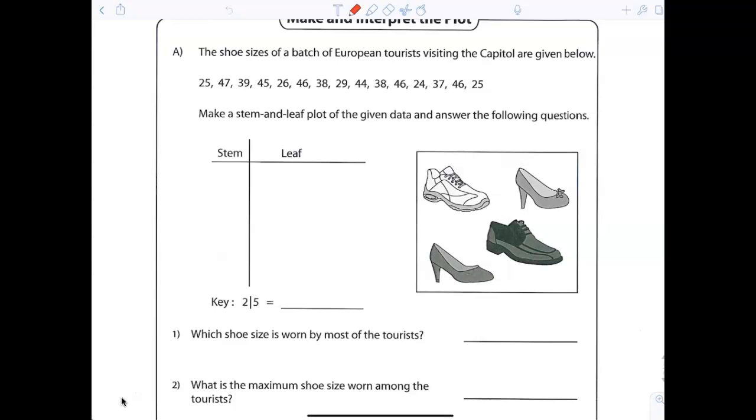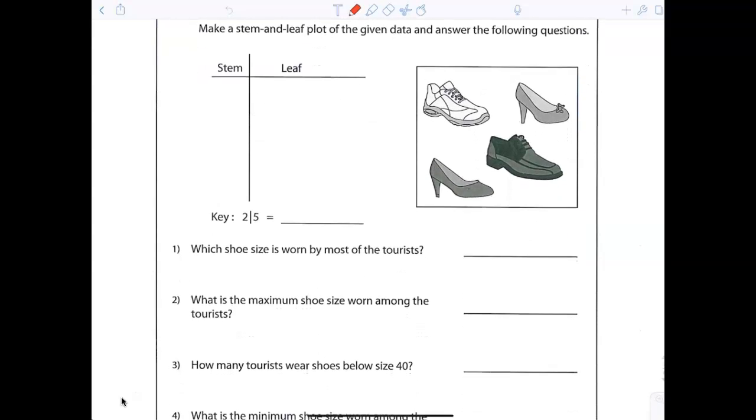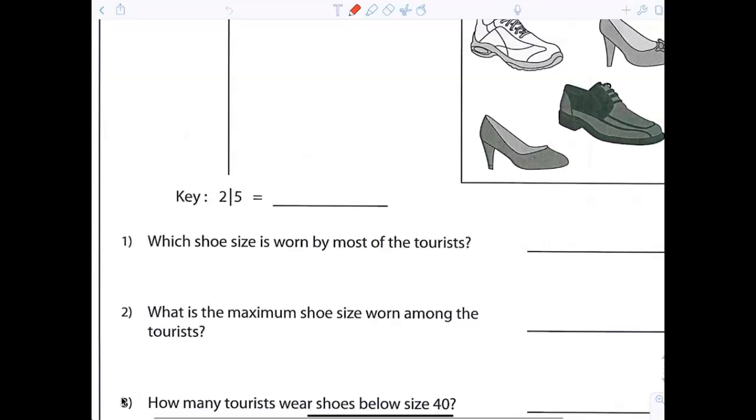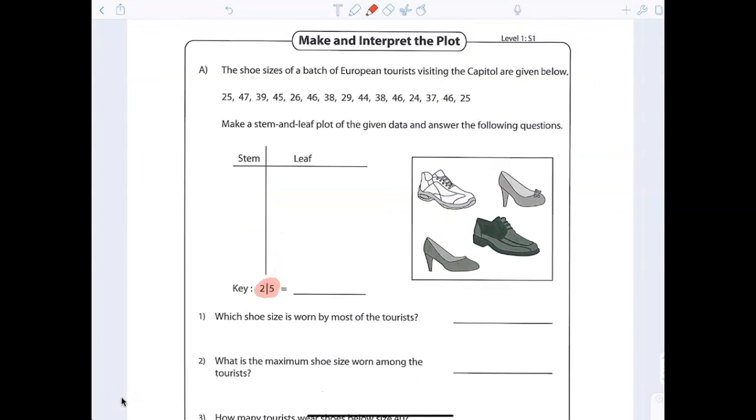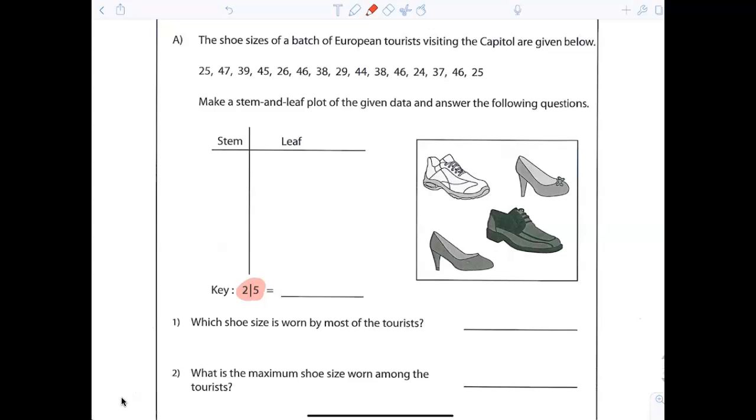All right. Now, the first thing I want to do is look at the key. So now stop what you're doing, just make sure you hear me. The key, 2-5. So what does that mean? Yeah, it means 25, right? So that means the smallest number is the stem, and all the other numbers are the what? Supposedly the leaf. I have no idea why.